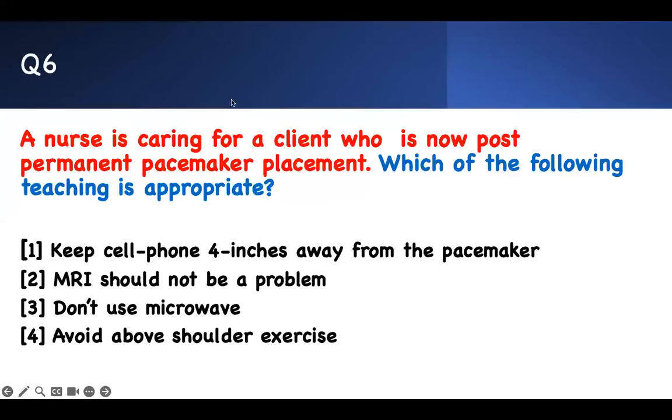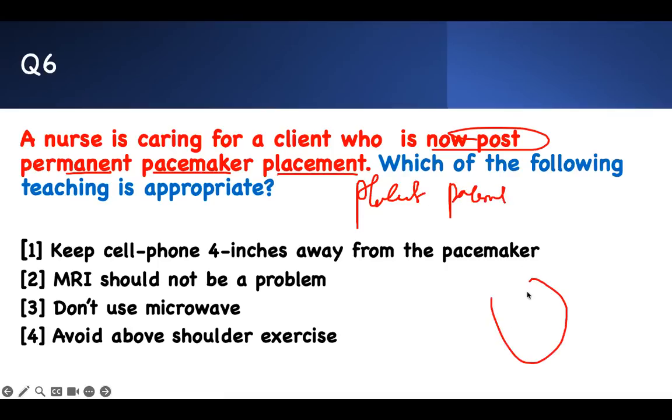Number 6. A nurse is caring for a client who is now post-permanent pacemaker placement. Which of the following teaching is appropriate? Keyword, placement of what? Pacemaker. You have to know it's a wire. You put it in your heart, okay? It goes into the left ventricle, right? Most of the time they put it on the left side. It starts from the left. They can also put it on the right, but you start on the left. Whichever way it goes is fine.